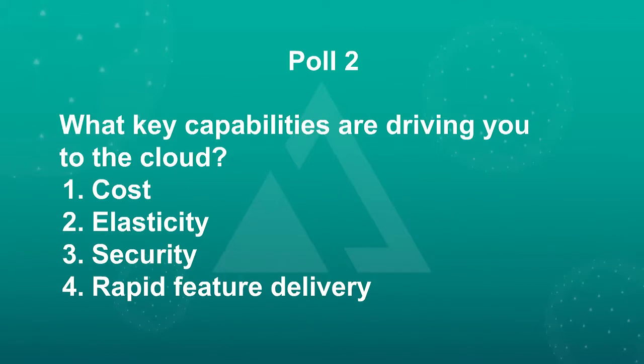Elasticity is another issue, where you use what you need. If you're on premises and have all this hardware, you might have made a huge investment in a bunch of equipment that you don't need, or you might fall short if the plan does not go accordingly. And then you have security as well, and rapid feature delivery.